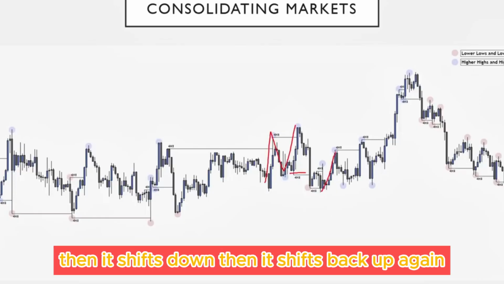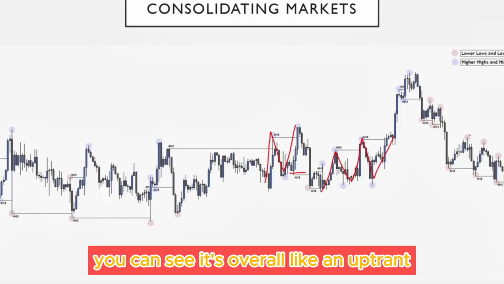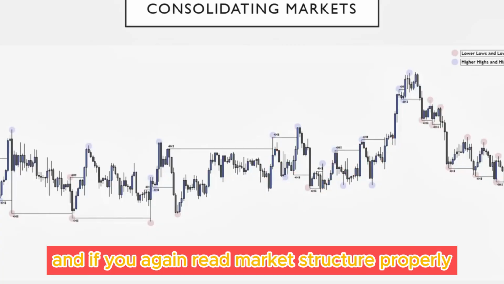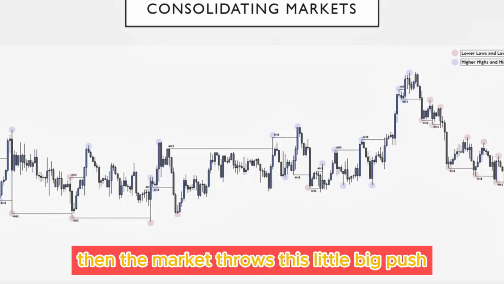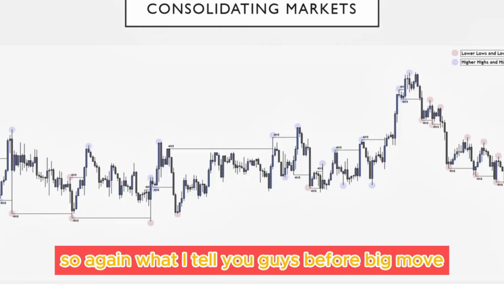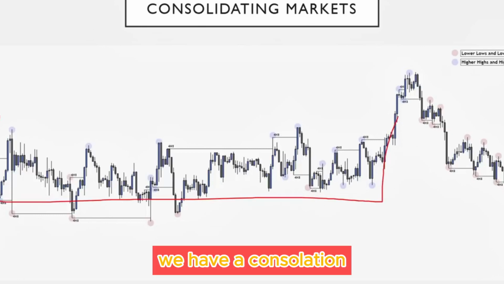Then it shifts down, then it shifts back up again. You can see it's overall an uptrend. And if you read market structure properly, you are going to be entering into those trades. Okay, and then the market throws this little big push. So again, what I tell you guys, before a big move, we have a consolidation.